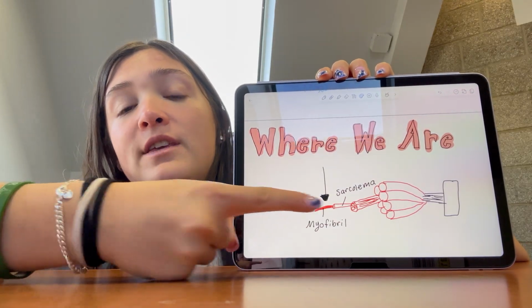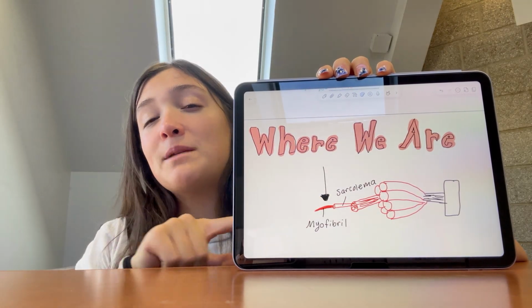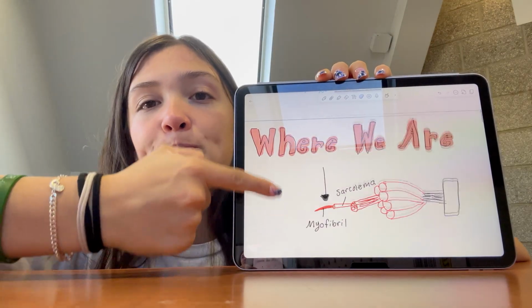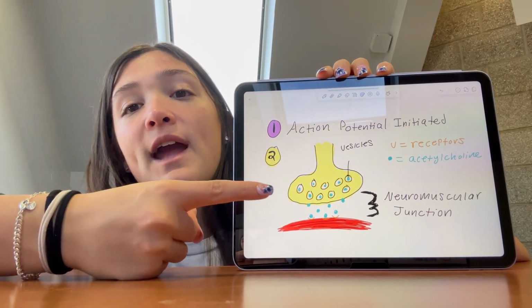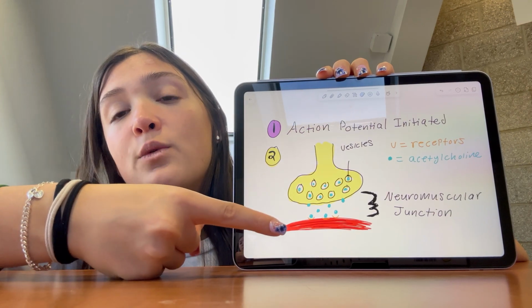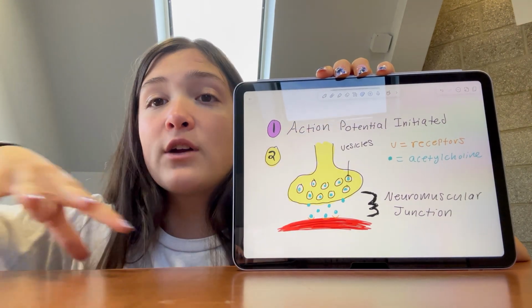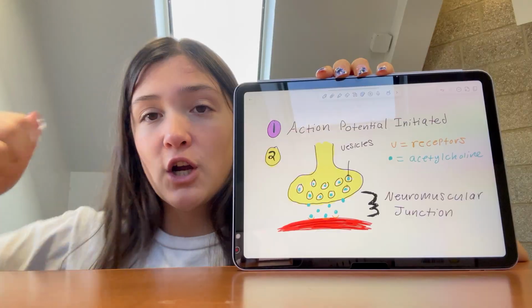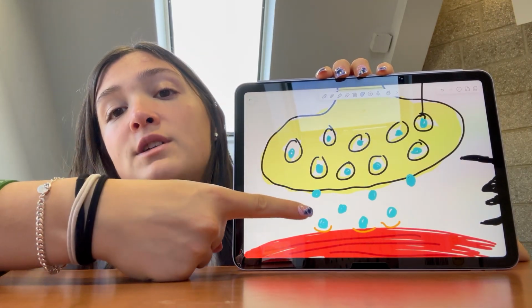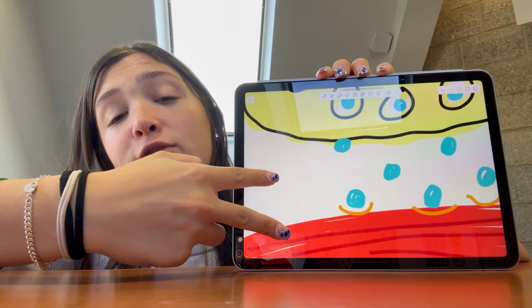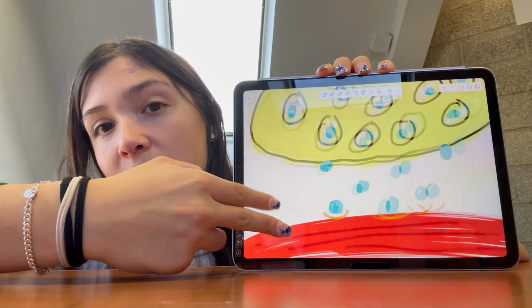Where we are going to be located in the majority of this process is going to be the myofibril and the sarcolemma. They are contained in many tubules, as you can see here. So once we have done our action potential, we are going to be looking at the motor neuron coming to the muscle fiber. The area in which this occurs is called the neuromuscular junction.